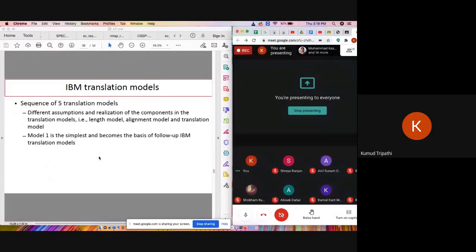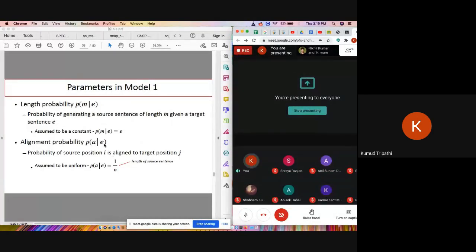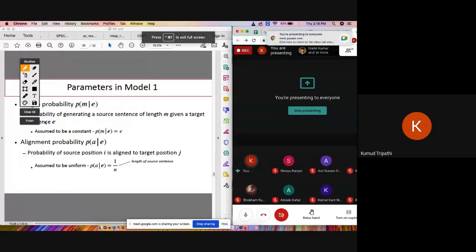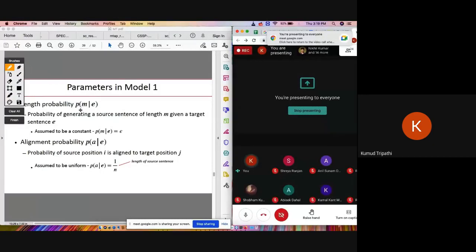So let's see. Yeah, the same thing is written here: the length probability of M given E. We are going to consider it as constant, because the length is constant, so the probability is going to be constant for that. Now alignment probability means what is the word alignment of the foreign language when you have been given the words in the source language. That is going to be uniform. I have told you that the word alignment is seen to be a uniform distribution, so it is going to be represented by 1 by n.